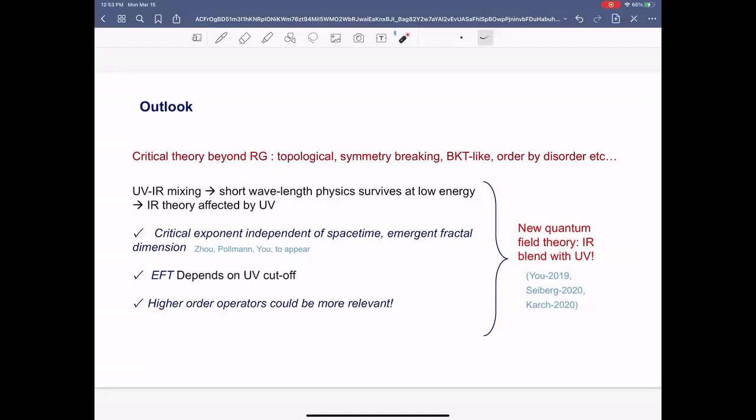And thus there will exist a large number of phenomena which are pretty counterintuitive. For example, the critical exponent is now independent of space-time, and there can even be some emergent fractal dimension at a quantum critical point. The effective theory or the correlation function of an operator now depends on the UV cutoff, and we cannot do coarse graining arbitrarily. And sometimes the higher order operator turns out to be more relevant at a quantum critical point, and these higher operators are actually the essential operators which drive a phase transition. So finally, I'm running out of time, but thanks everyone for your attention.